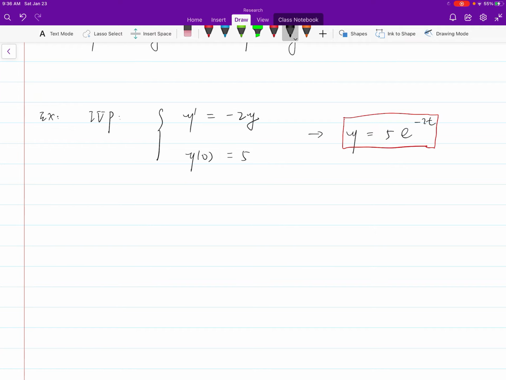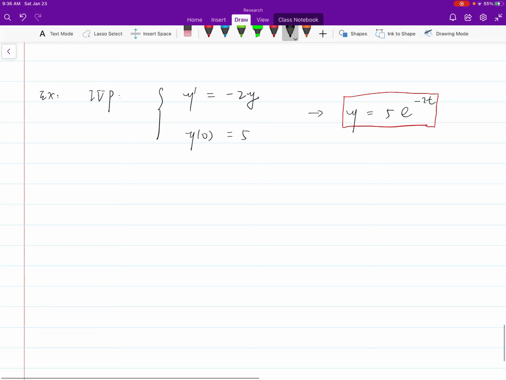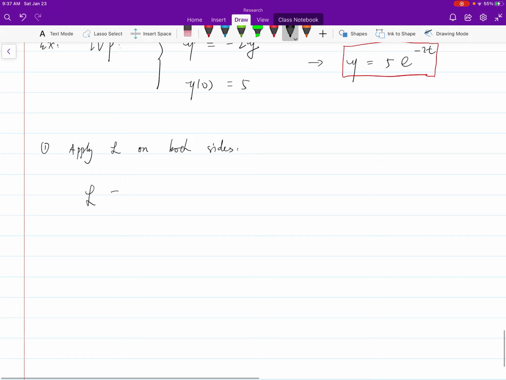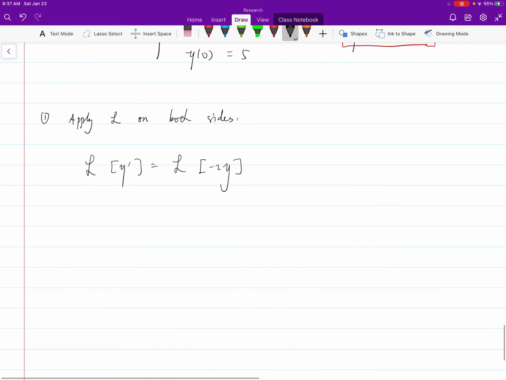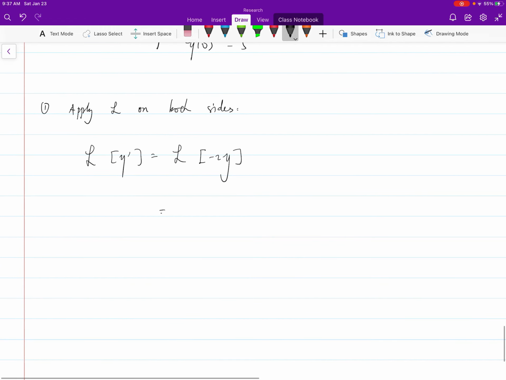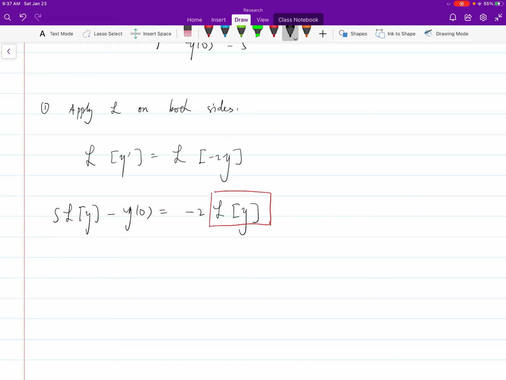All right. So what do we have here? Well, what we have is step 1, apply L, Laplace transform on both sides. Good so far. All right. Now on the right-hand side, linear property, you can take the negative 2 out. So this one becomes standing alone term. All right. On the left, use the property of derivative. y0. And do you know y0? It's 5.